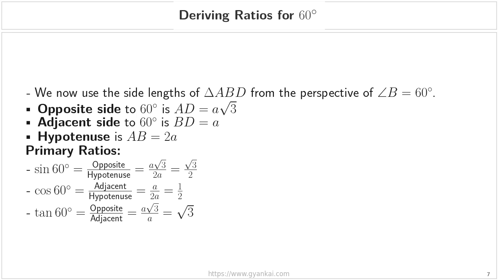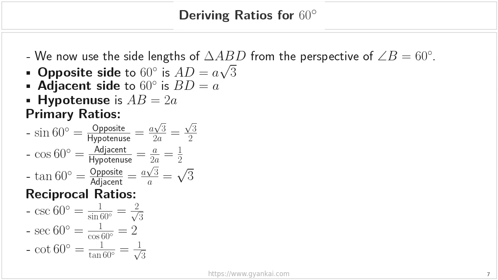For sine 60 degrees, we take the opposite side over the hypotenuse, which gives us a times the square root of 3 divided by 2a. Notice how the a cancels out, leaving us with the square root of 3 over 2. For cosine 60 degrees, we take the adjacent side over the hypotenuse, which is a divided by 2a. Again, the a cancels, leaving us with 1/2. And for tangent 60 degrees, we take the opposite side over the adjacent side, which is a times the square root of 3 divided by a. The a cancels out, leaving us with just the square root of 3.